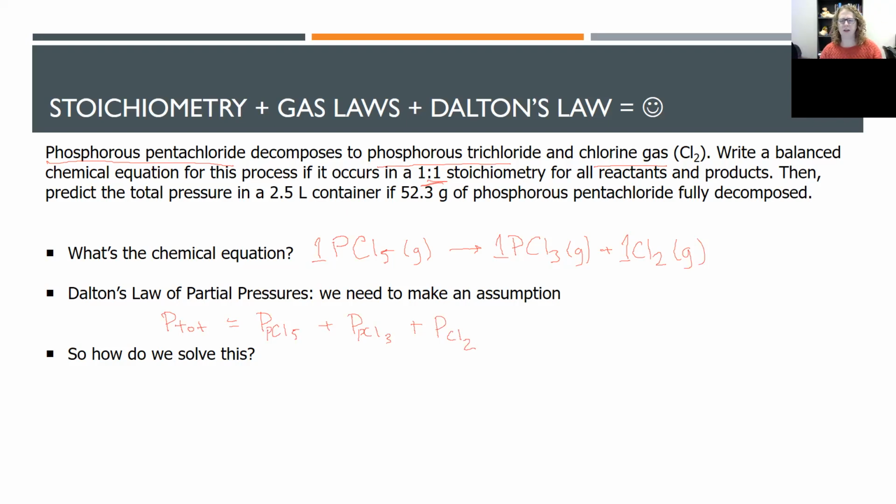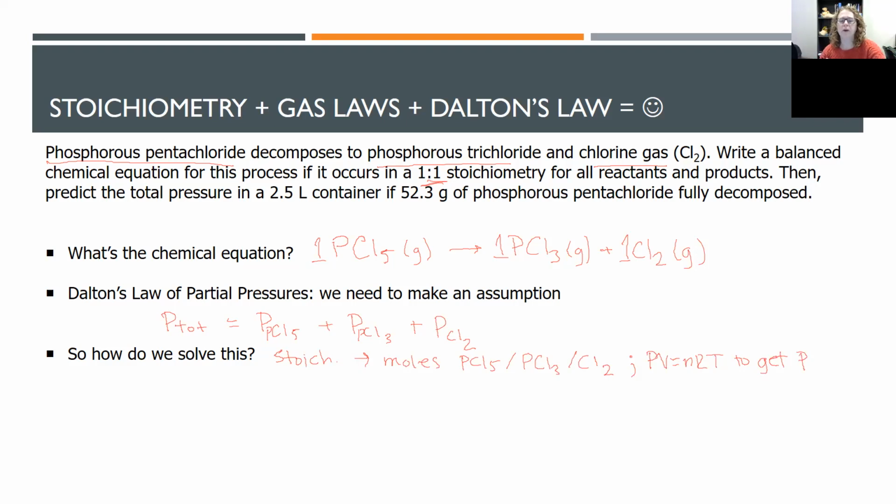Well, I've got stoichiometry information, don't I? My strategy is going to be stoichiometry to get moles of PCl5, PCl3, and Cl2. And then PV equals nRT to get pressure. And there's a couple of strategies we can use for that. We'll get there in just a second.